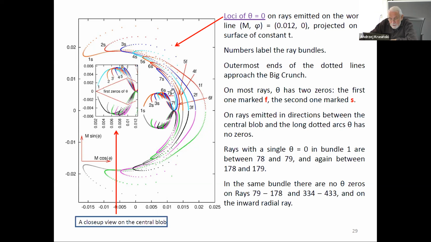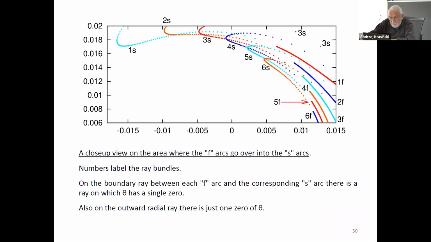Now, on rays that are emitted in directions contained between these two structures, theta has no zeros. Okay, this is less important. This is the view on the neighborhood where the arch of first zeros goes into the arch of the second zeros. This is the first emission point, first zero. Between those two arcs, there is a ray on which theta has a single zero.